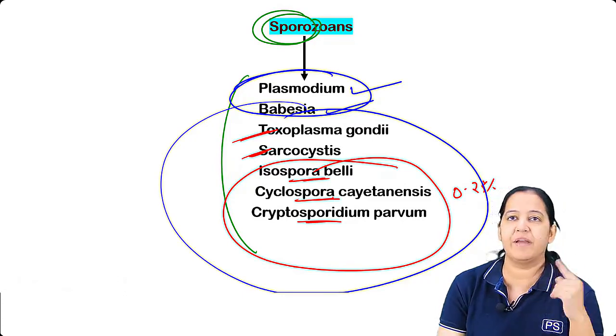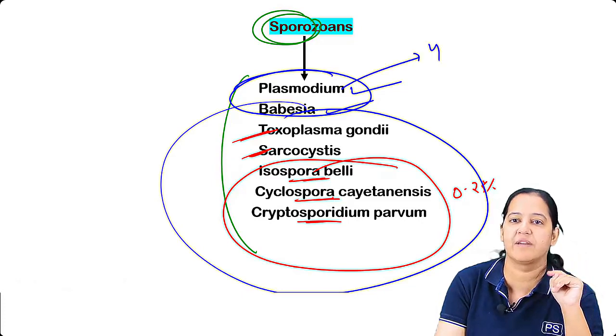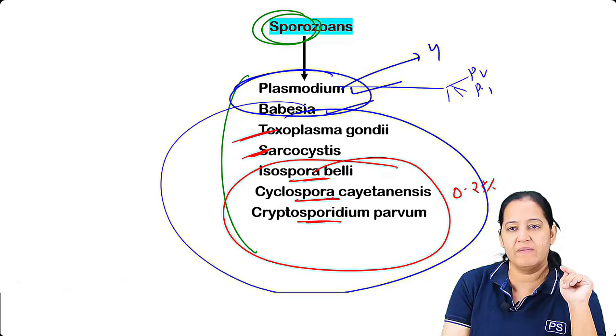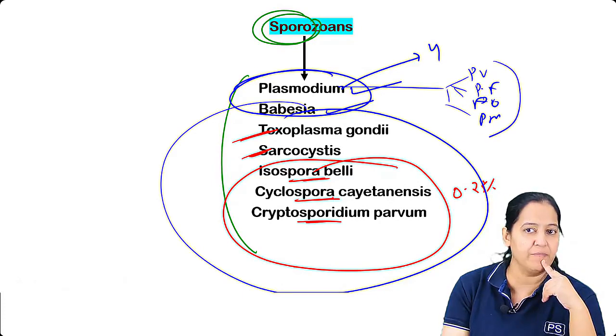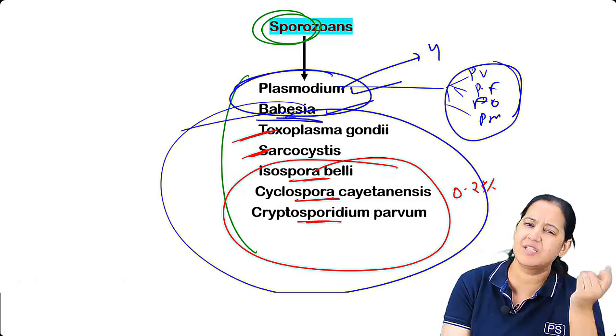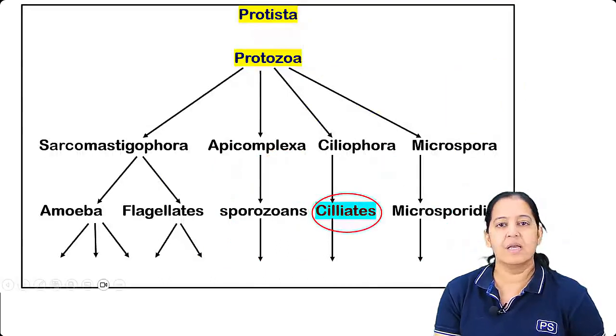You can see your page number, what is the next page number? Page number 4, Plasmodium is given. The four types of Plasmodium are given: Plasmodium vivax, Plasmodium falciparum, Plasmodium ovale and Plasmodium malariae. So all the Plasmodiums are on page number 4. Babesia is not there in the chart. It's very small, so add it below Plasmodium.